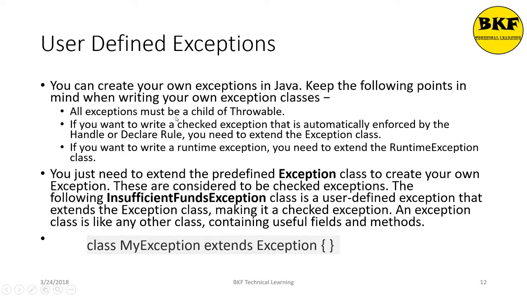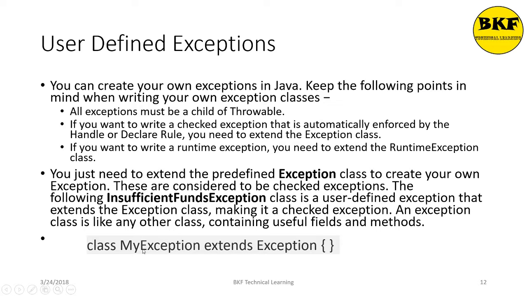If you want to write a checked exception that is automatically enforced by the handle or declare rule, you need to extend the Exception class. If you want to write a runtime exception, you need to extend the RuntimeException class. You just need to extend the predefined Exception class to create your own exception. These are considered to be checked exceptions. So now let's see an example.